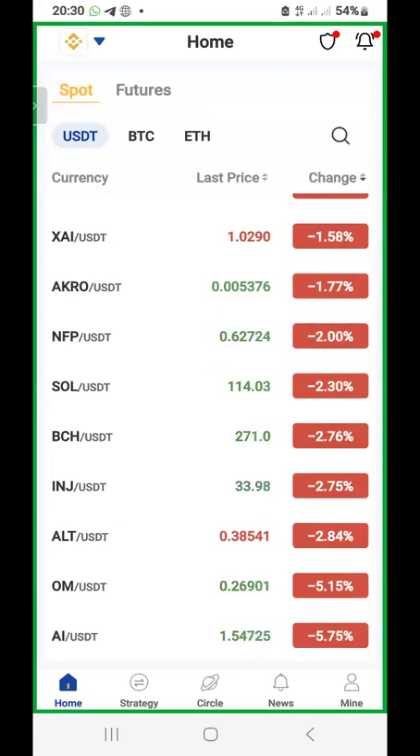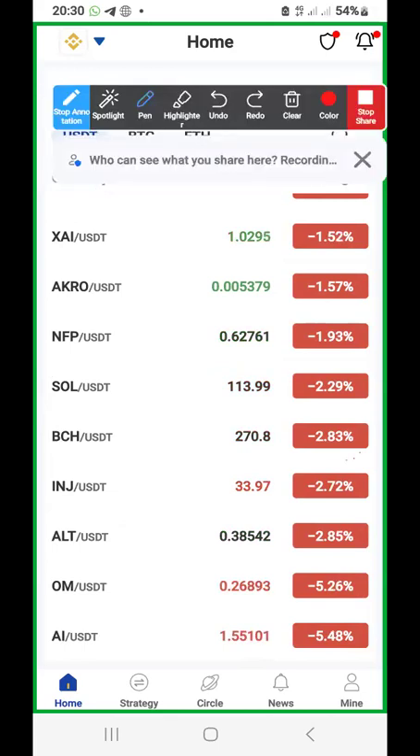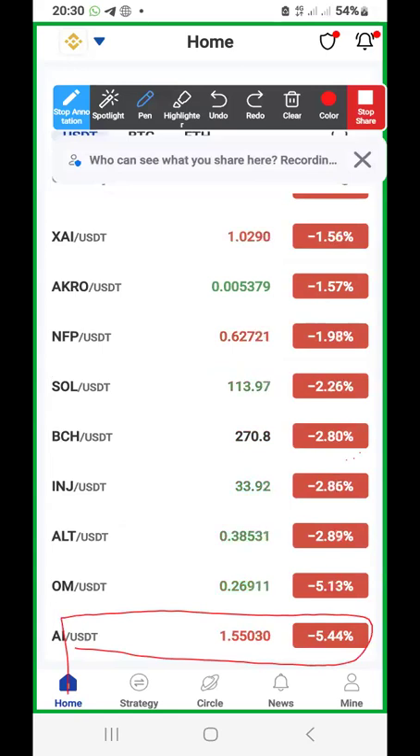Now, to somebody who doesn't know anything to do with trading, who may not want to depend on signals, do you know which coin to pick? AI. The best coin to pick is AI. Yes. Because it's going to go up only.